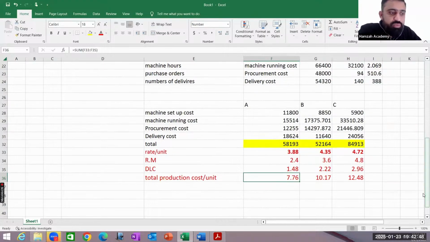So rectify. It should be 1.48. Okay, good. That means you all are attentive. Great.